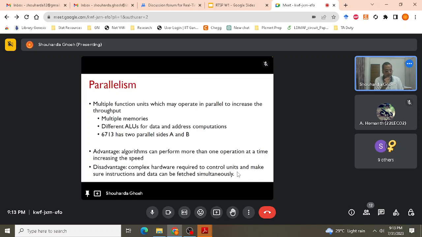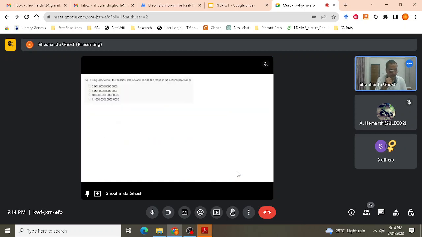Okay, so parallelism, it's already been mentioned. Algorithms can perform more than one operation at a time by increasing the speed, and the disadvantage is that complex hardware is required to control units and make sure instruction data can be fetched simultaneously. Now as you have more multipliers, you will require more instructions to handle each of them, so that's where the disadvantage lies.